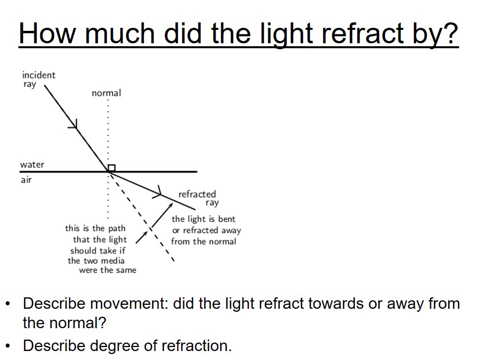So again, this concept here is a simple illustration of the idea of how much light bent towards or away from the normal. So in this case here, we have a situation where we are going from slow to fast. That means the light ray moved away from the normal. So this is our angle of refraction. This is how much the light refracted compared to its initial path.